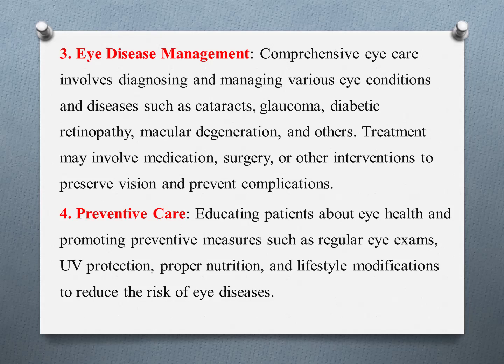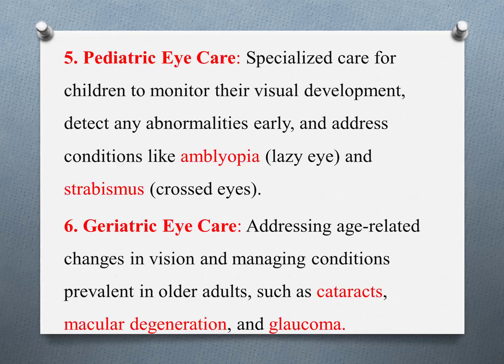Preventive care: educating patients about eye health and promoting preventive measures such as regular eye exams, UV protection, proper nutrition, and lifestyle modifications to reduce the risk of eye disease. Pediatric eye care: specialized care for children to monitor their visual development, detect any abnormalities early, and address conditions like amblyopia, lazy eye, and strabismus, crossed eyes.